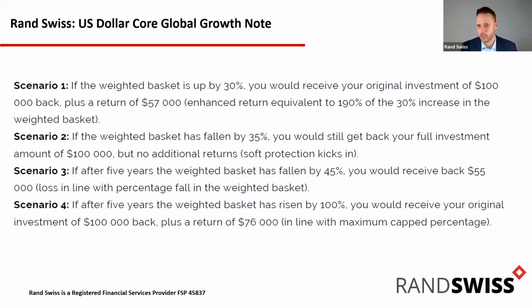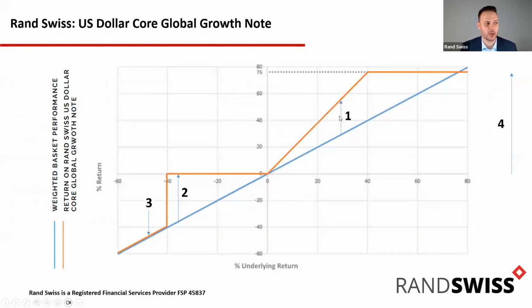If the weighted basket, so that index that we created of S&P 500, Nikkei, and Euro stocks, is up by 30%, you would receive your original investment back. So let's say you invested $100,000 in this, you would get your $100,000 back, plus you would get that enhanced return of 30% times 1.9 times, so 190%. If that weighted basket was up 30%, you would get $57,000 back. That's scenario 1.